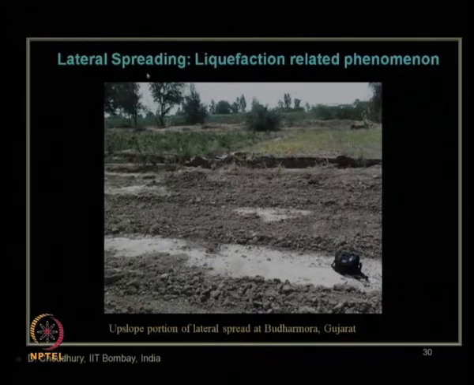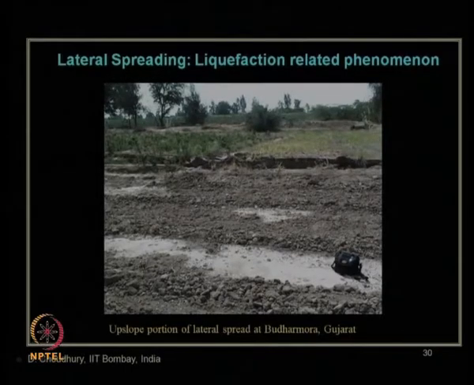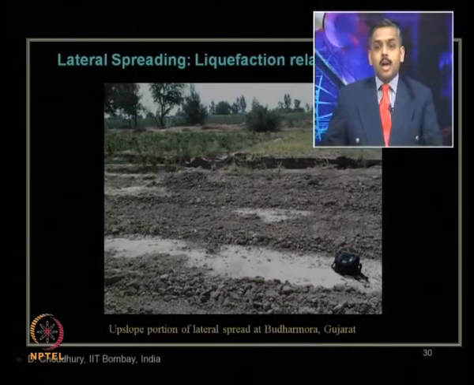This picture shows the effect of a liquefaction related phenomenon, as I have mentioned, which is known as lateral spreading. Lateral spreading is nothing but, after the soil gets liquefied, it starts flowing. As it becomes a fluidic state, it starts flowing from a higher slope to a lower slope. So, this is the picture after the soil flowed from higher gradient to lower gradient after the liquefaction occurred at that portion. This is the upslope portion of the lateral spread at Gujarat after the 2001 Bhuj earthquake in India.